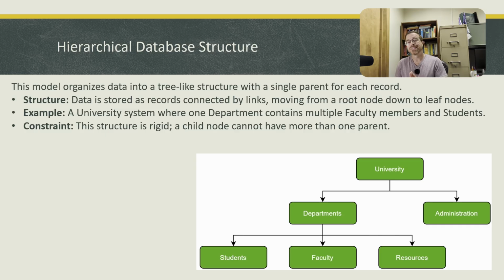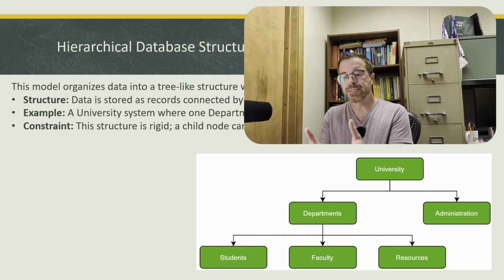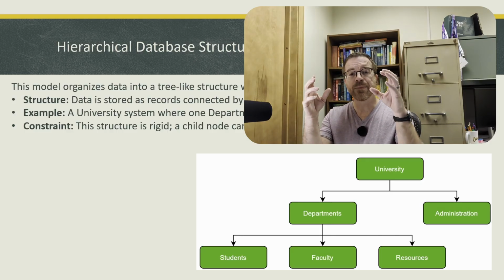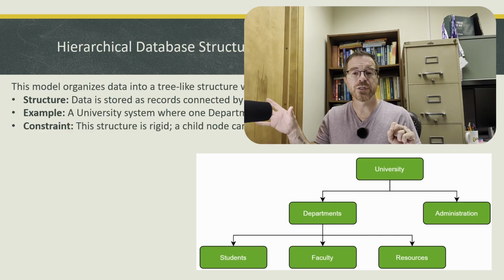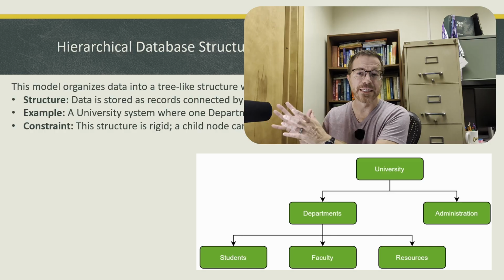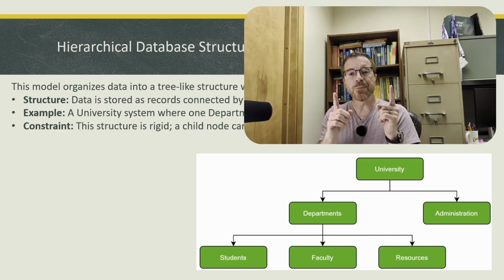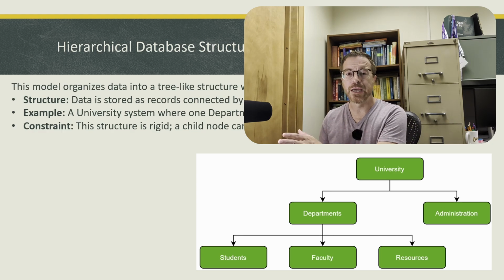This model organizes data into tree-like structures with a single parent node for each record. The data is stored as records connected by links, moving from a root node down to the leaf nodes. For example, let's say we have a university system. The university is the root node. From that, there are two child nodes, department and administration. The administration is one of our leaf nodes, where it ends. That's part of the structure. The department, though, is a node that branches off into three other nodes: students, faculty, and resources.